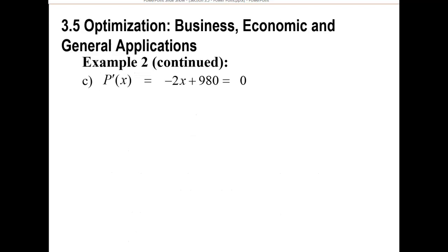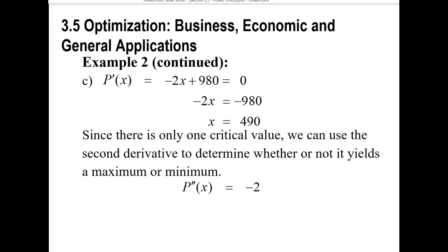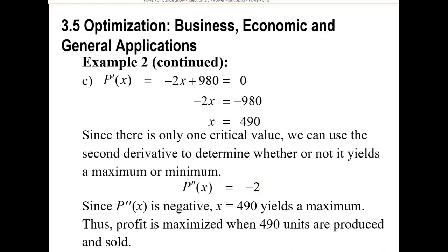All right, to maximize profit, we need to find the derivative. So the derivative of our profit function, set it to 0. Subtract 980, divide by negative 2, so 490 is our critical value. One critical value means you can use your second derivative to know if it's a max or a min. Second derivative of profit here would be negative 2. That's negative. Negative second derivative, concave down, that means max. Since second derivative is negative, the 490 yields a max. So profit is maximized when 490 units are produced and sold.